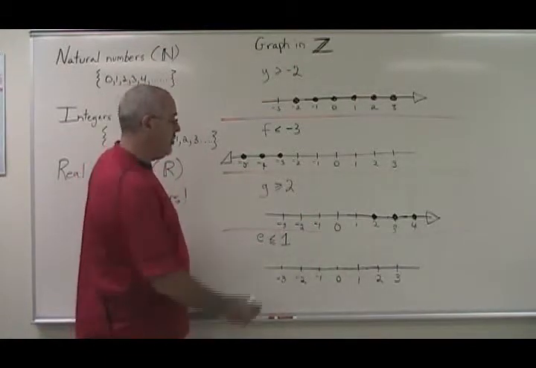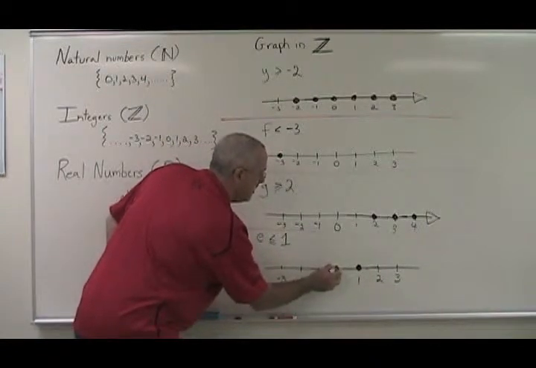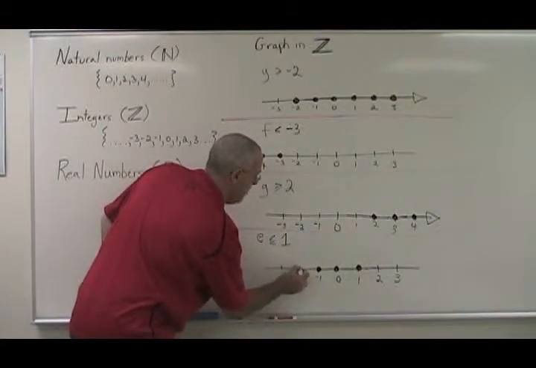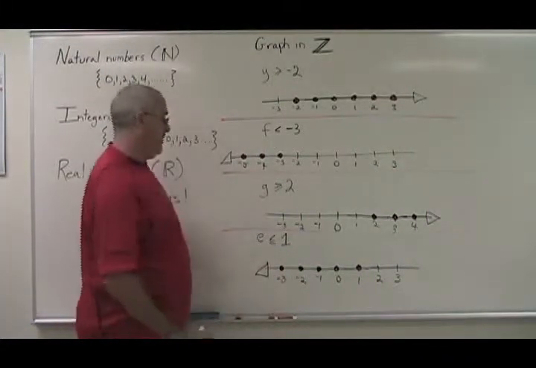E less than or equal to 1. Well, 1 is equal to 1, and 0 and all of the negative numbers are less than 1, going on forever in the negative direction.